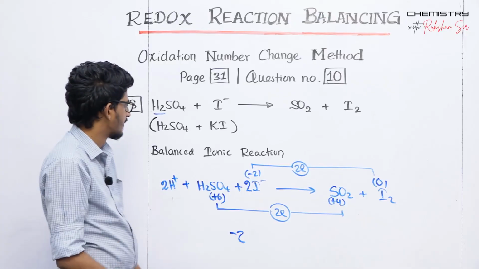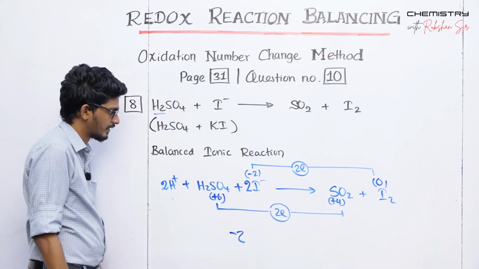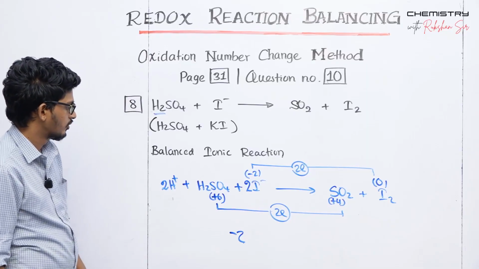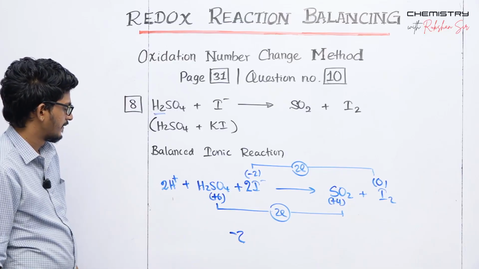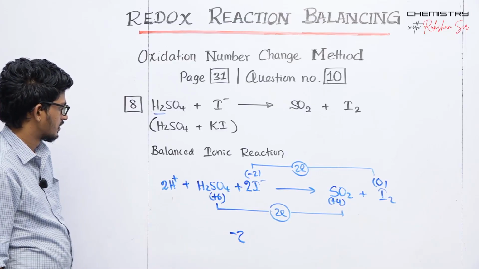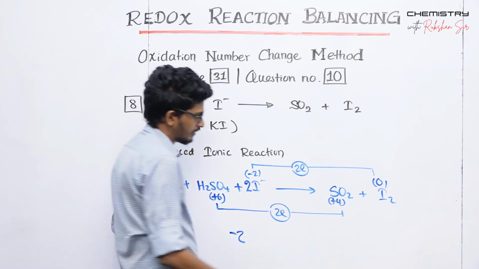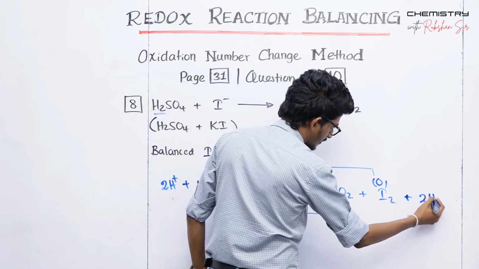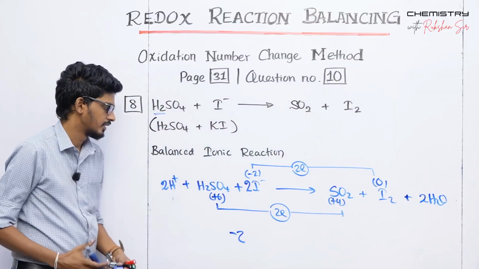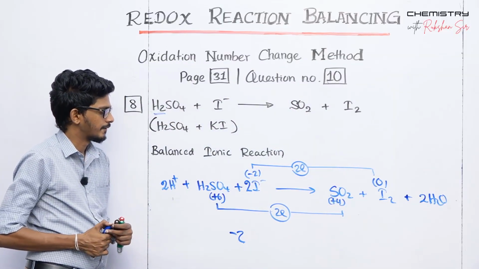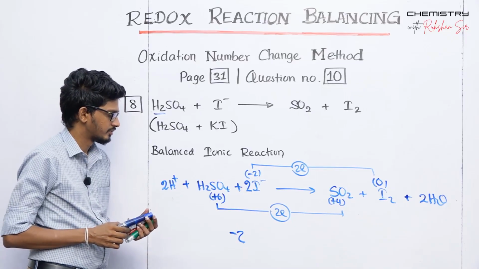Right. So finally, the hydrogen balancing. You have four hydrogens, so we need to come up with 2 H2Os here, right? Okay, so that is your balanced ionic reaction, right?